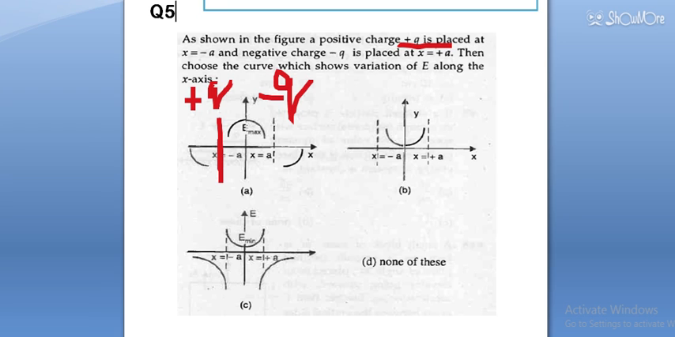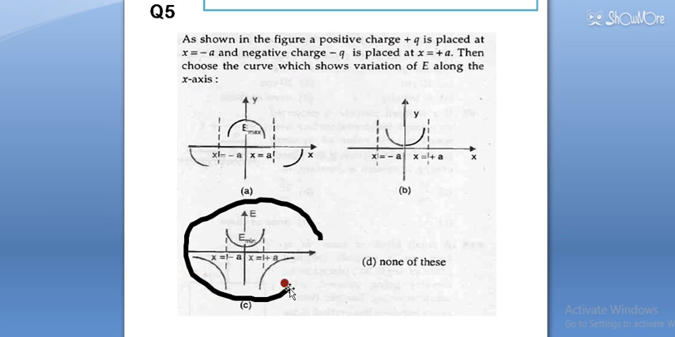So students, which will be the graph? See the graph carefully. Due to the negative charge on the right hand side, the electric field will be towards it, so that means the electric field will be like this on this right hand side. So we got the hint from it, and you can easily understand that graph C is the exact graph of the given question.